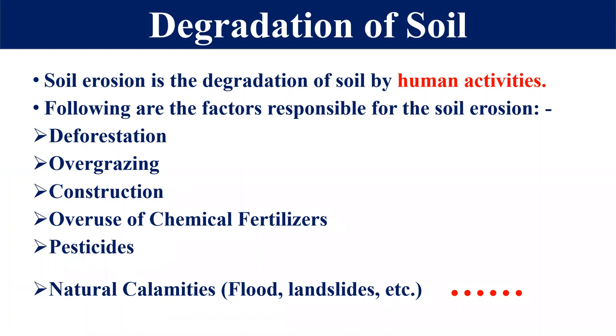In 1960, we had the green revolution. So that's why we are using modern inputs, right? With these modern inputs, we have to use pesticides and chemical fertilizers.